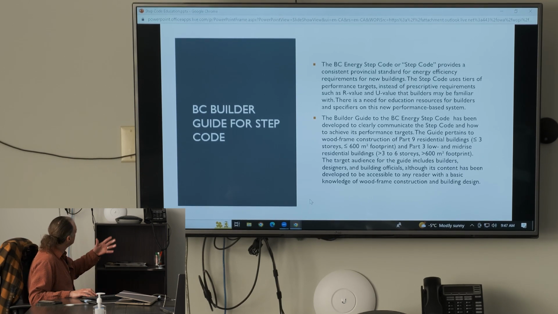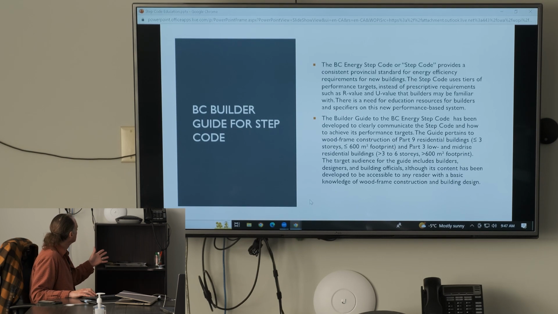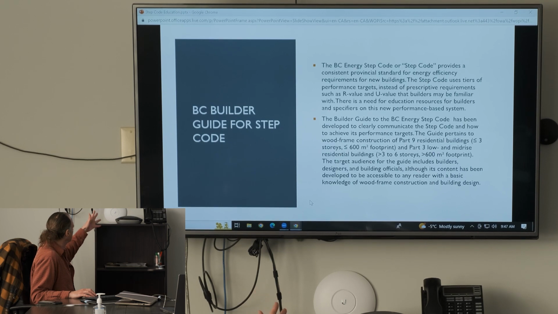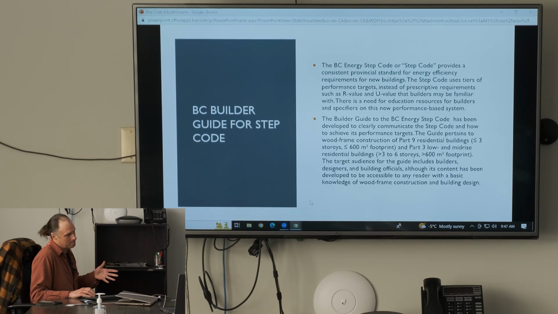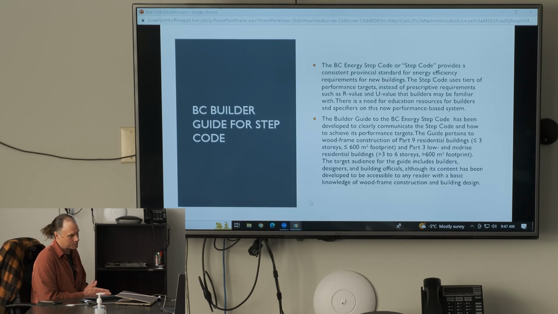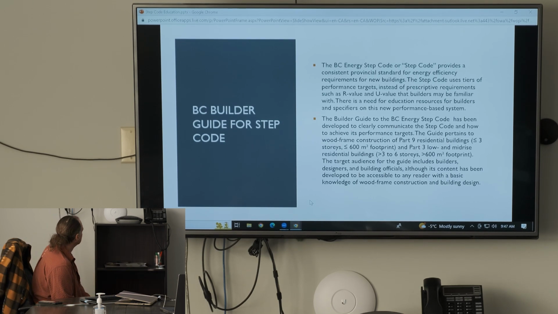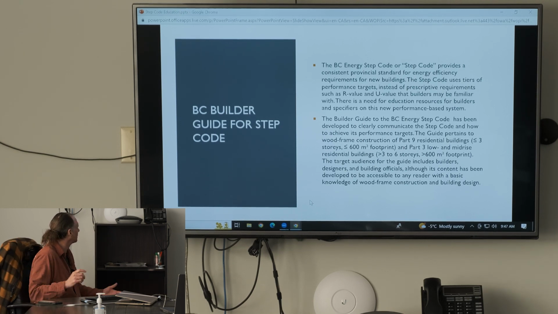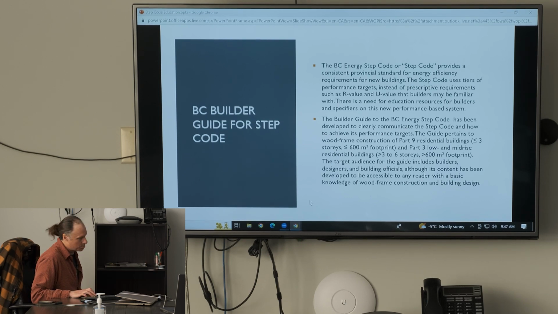So we have the two types of buildings: Part 9 residential buildings, less than a 600 square meter footprint, and greater than 600 square meter footprint, and Part 3 low and mid-rise residential buildings, which most builders will be engaged in, less than 3 to 6 stories, less than 600 square meter footprint.